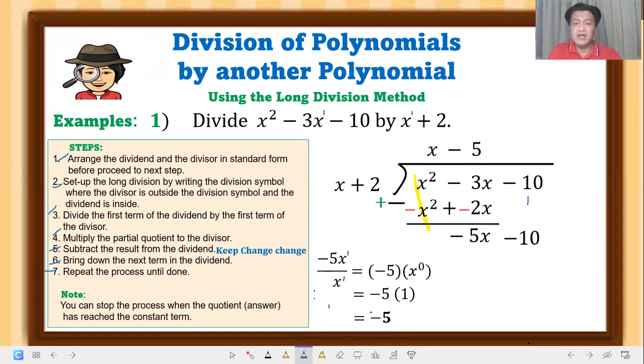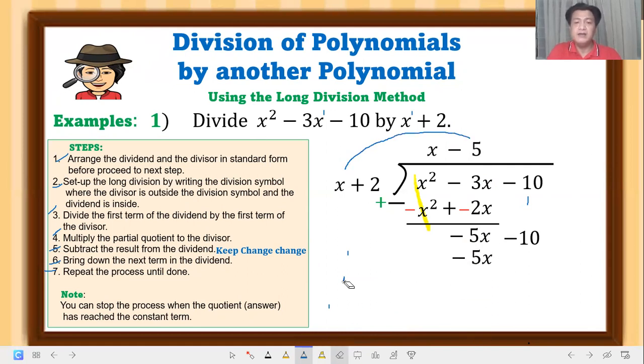Diyan natin ilalagay. Then, you have to repeat the process, di ba? You have to multiply negative 5 times x, that is equal to negative 5x. And then, dito naman, negative 5, tapos i-multiply mo ulit doon sa 2. Okay, what is the product of that? That is equal to negative 10. And then, i-subtract natin. Di ba? Remember sa subtraction, i-reverse natin yung sign of the subtrahend tapos magiging addition na to. Kaya nga, yan yung gagawin natin.